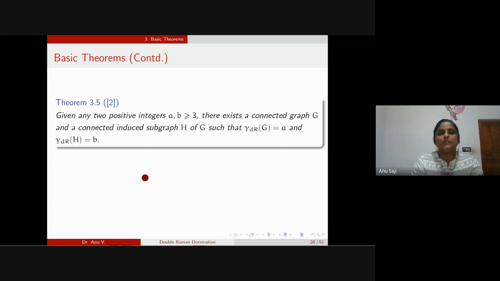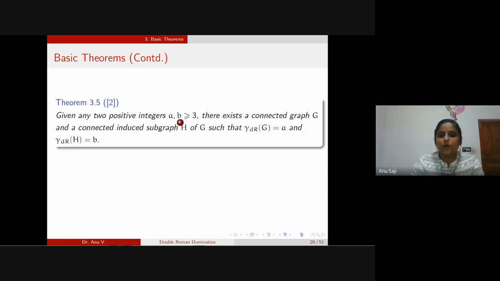Now, this is another interesting result. That is, there is no relation between the double Roman domination number of a graph G and its induced subgraph. In all domination parameters, such results exist. Given any two positive integers a, b greater than or equal to 3, there exists a connected graph G and a connected induced subgraph H of G such that gamma_dRG is equal to a and gamma_dRH is equal to b.